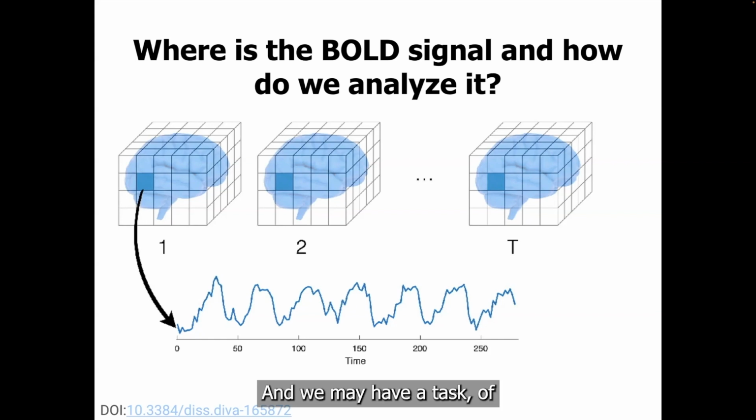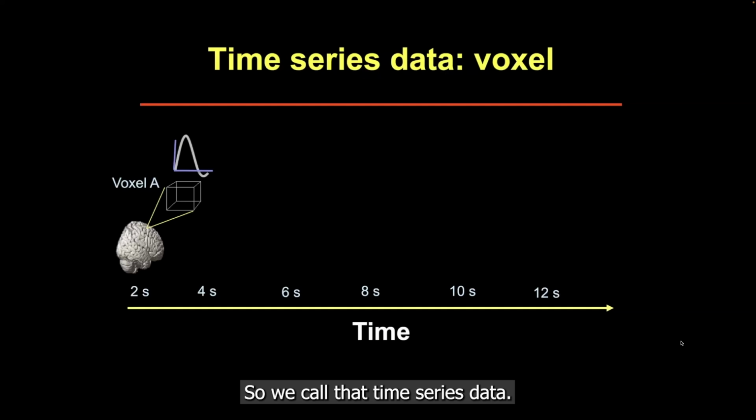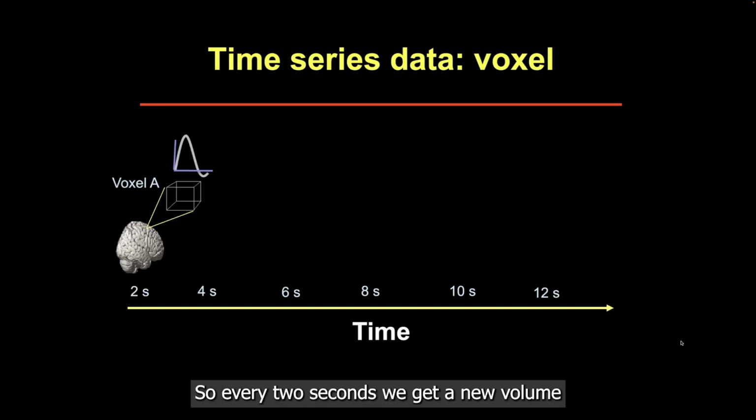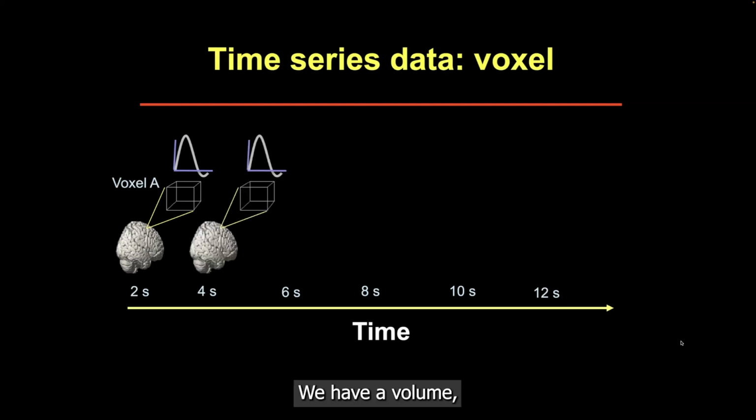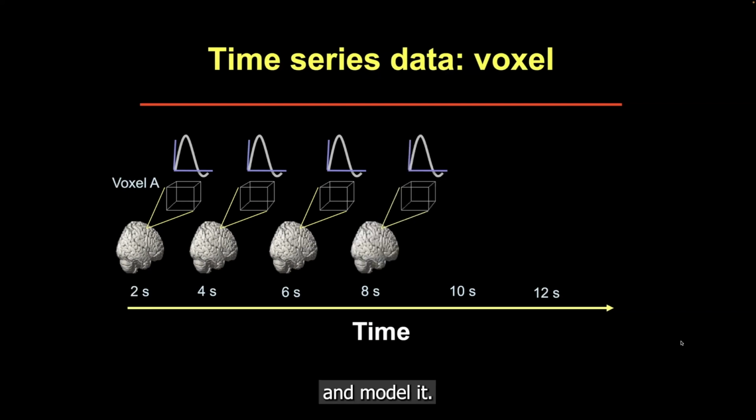And we may have a task, of course, that we have given them, or even if it's at rest, we can track what is going on with each of these voxels and how they relate to one another. So we call that time series data. So every 2 seconds, we get a new volume. We collect our data 1 slice at a time, put all those slices together, done. We have a volume, another volume, another volume. And what we're going to do is, again, look at all of the voxels, and we're going to look for that bold signal in each of the voxels and model it.